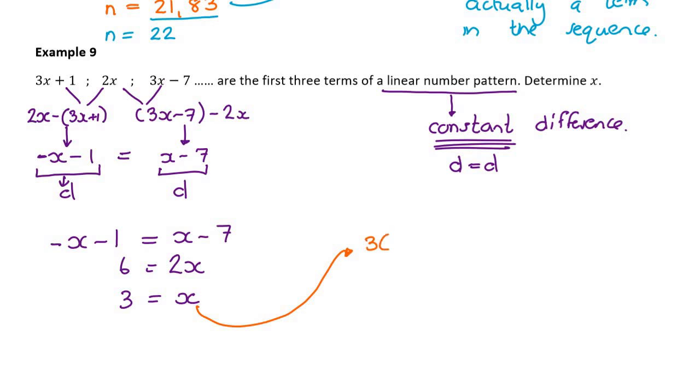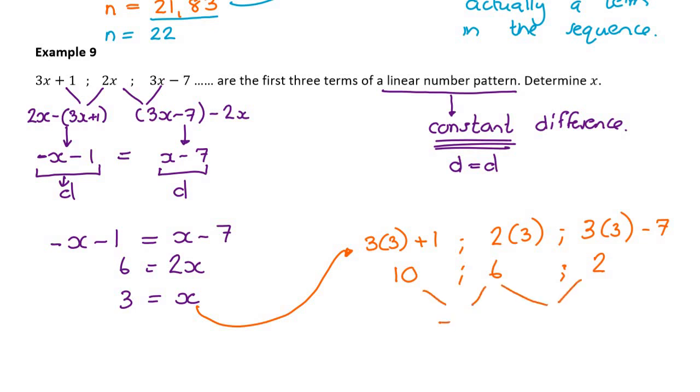Now what's wonderful is you can check, because I can just sub this in. So now my first term was 3 times x plus 1, which will be 10. My second term is 2x, which is 2 times 3, which will be 6. And then it's 3 times 3, which is 9, minus 7, which is 2. Now, does this form a linear number pattern? Yes, it does, because I'm subtracting 4 every time.